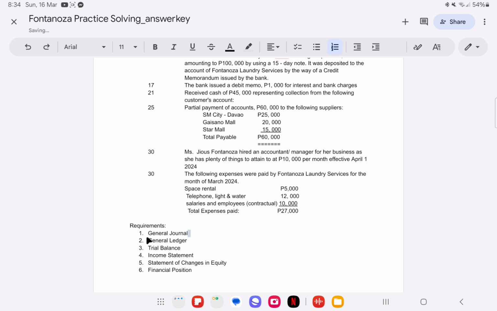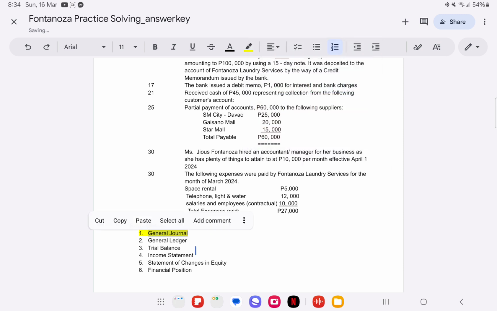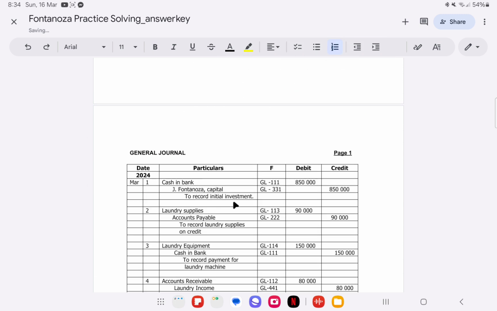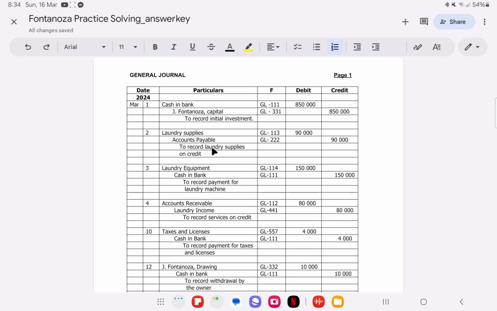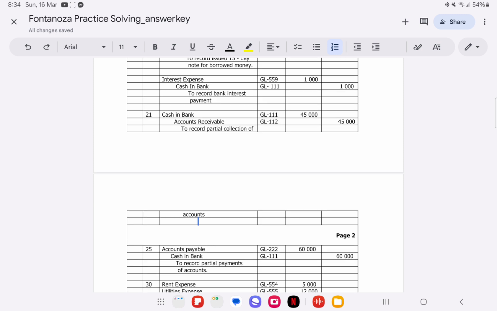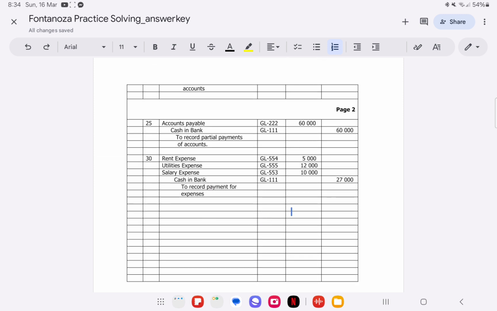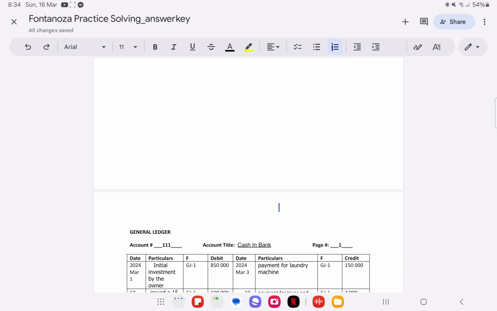So I'm going to highlight the general journal since we are done with it. Here is the solution of the general journal. We have page 1 and 2. Okay, and let's proceed to the general ledger.